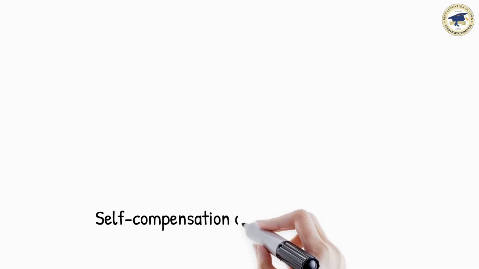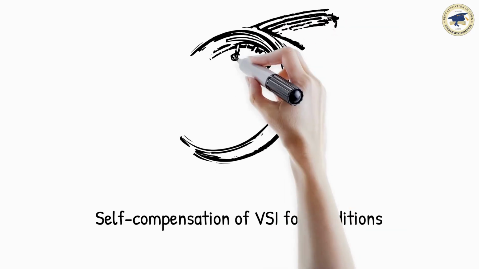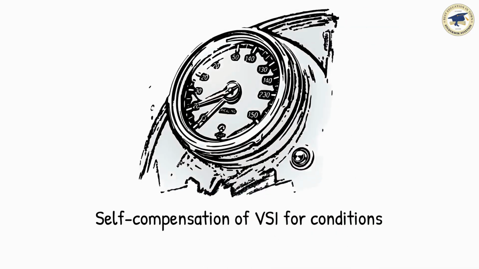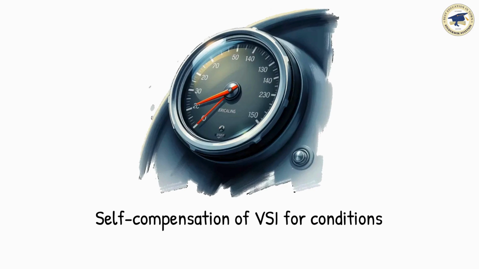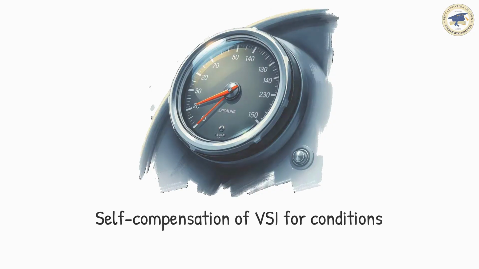The VSI also self-compensates for changes in altitude and air temperature. Static pressure passes through a capillary tube and choke orifice, maintaining accurate readings. This ensures a consistent rate of climb or descent indication, regardless of altitude or temperature. The VSI remains reliable for safe flight level in varying conditions.